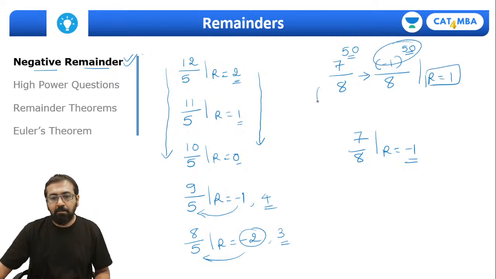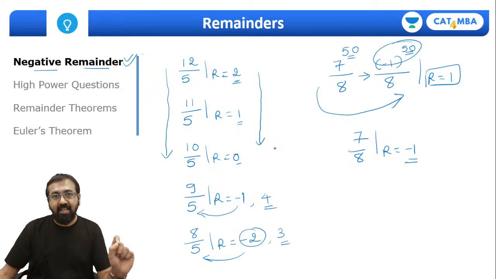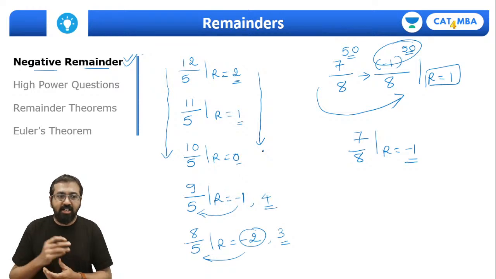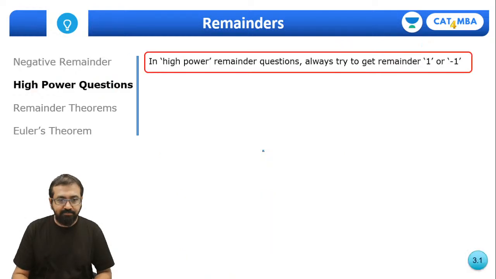See, we simply solved this high power question. 7 raised to 50 divided by 8, the remainder is 1. Yes guys, have you all understood this? Show me a thumbs up if you have understood this part as well, the negative remainder. Correct? Fine, superb. So let's go ahead and discuss some more high power remainder related questions.